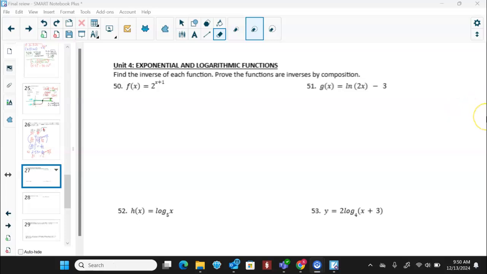This is our last unit, Unit 4, logs and exponential functions, which is the most recent, so it should be the easiest for you, most remembered.